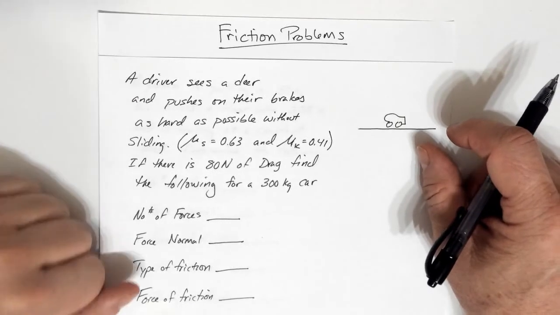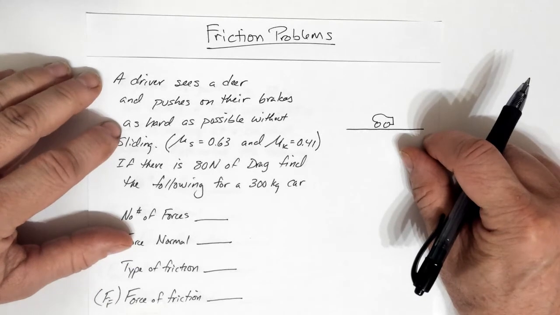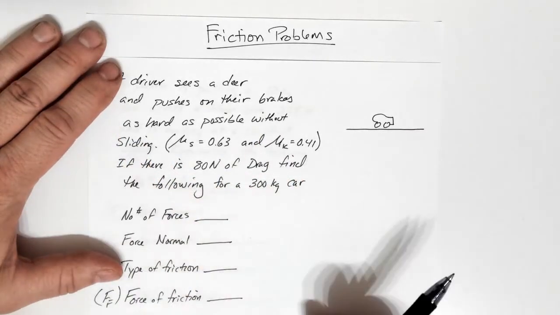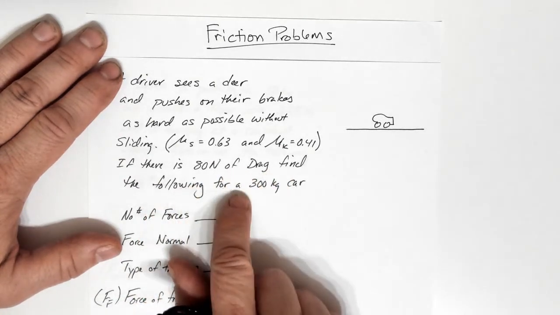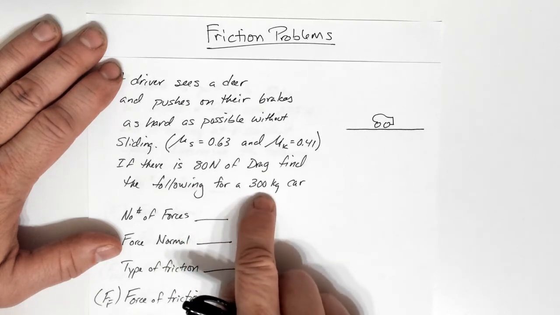So, here's our problem we'll start off with. A driver sees a deer and pushes on their brakes as hard as possible, but without sliding, so their tires are still rolling. If there's an 80 Newton force of drag, find the following for a car of 300 kilograms. So that's the mass of the car.